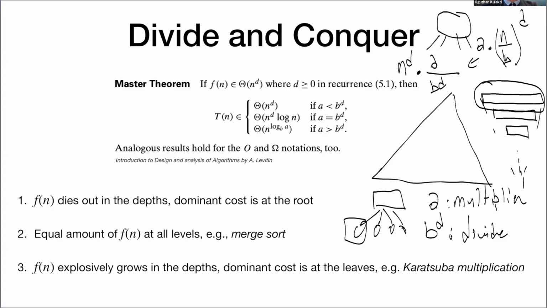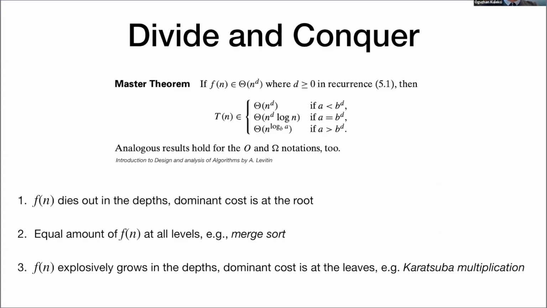In the first case, your multiplier is less than your divider. So if that is the case, then what will happen? Your work will decrease throughout the levels. So your dominant cost will be the one at the root. What happens in the second case?